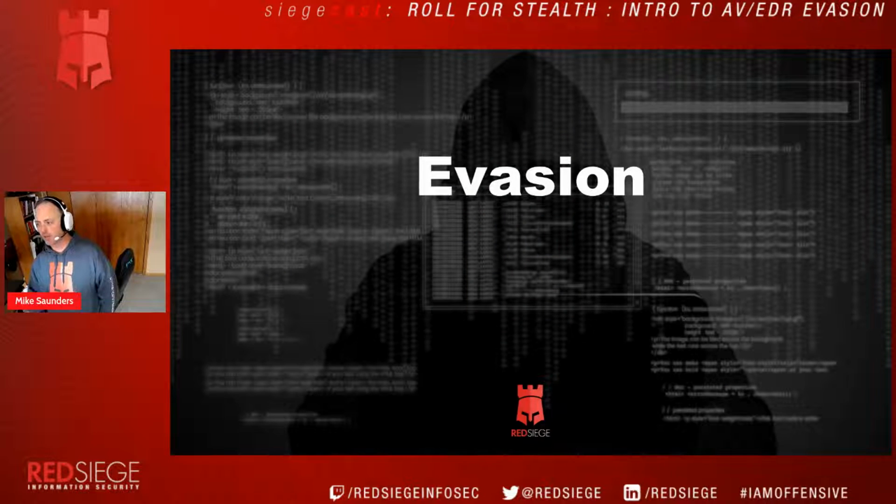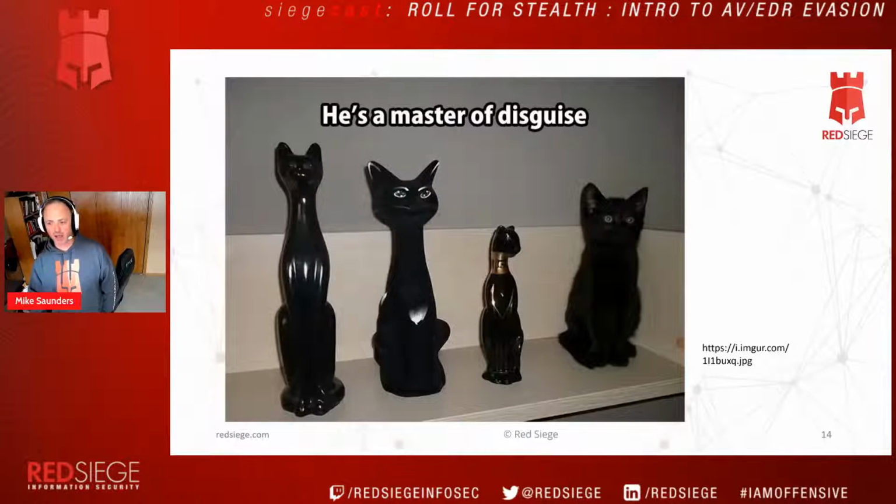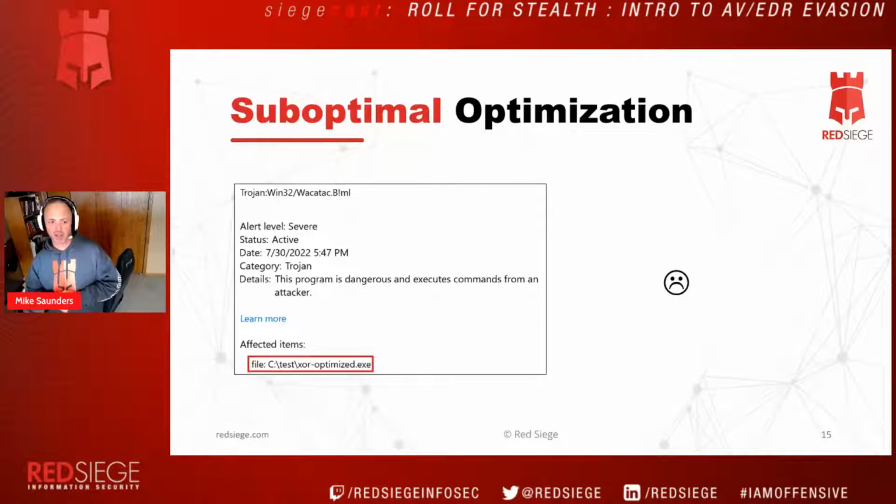So we've talked about a few things that can get you caught. Let's talk about things we can do about that. We need to make our tools, our scripts, our templates look like something that's not malicious. We need to blend in. So how do we go about doing that?